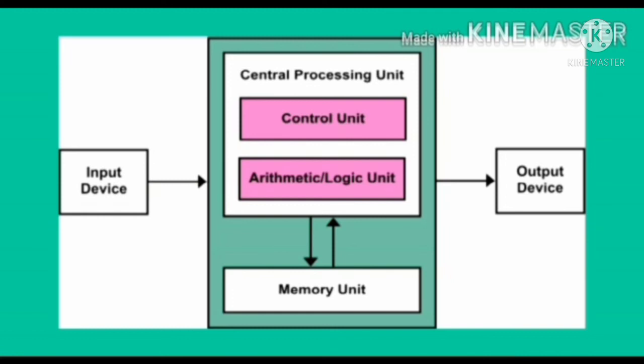Then again that output is sent to the control unit. The control unit decides whether we should send it to the memory unit or to the output device. So here we have requested the output, so it will be sent to the output device. Like this, your CPU works.